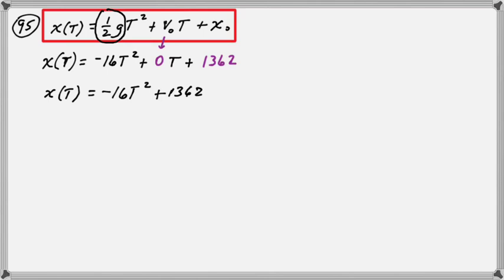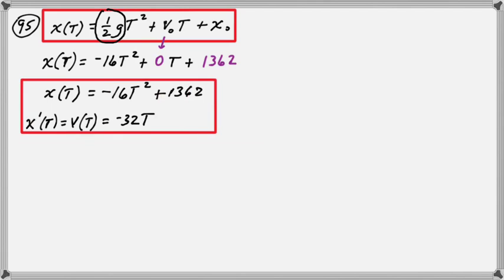Now that might be one of the things they ask. They want you to determine s of t, which I'm calling x, so this is a position function. And they also want the velocity. To go from position to velocity, you simply take the derivative. So 2 times negative 16 would be negative 32. So now I should have both the position and the velocity function. So that is your answer for A.